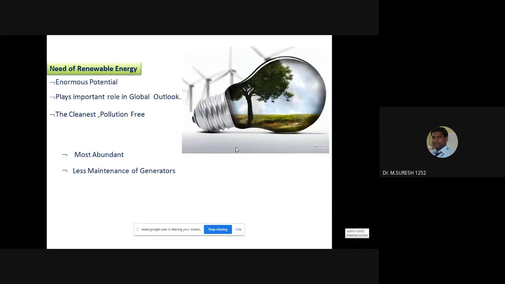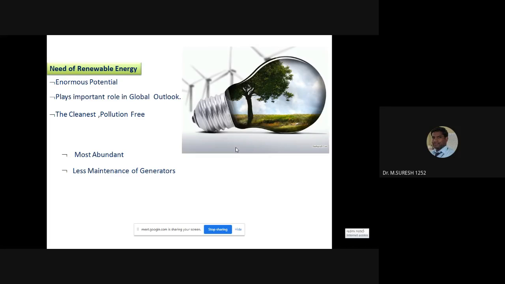And why do we need renewable energy compared to non-renewable energy? Don't get confused between conventional and non-conventional, renewable and non-renewable. The first point is enormous potential. The energy can be utilized in various sectors. Based on the sector, we have to grade it in terms of the percentage of input for energy consumption, and based on the energy consumption, how the energy output meets the demands of energy.